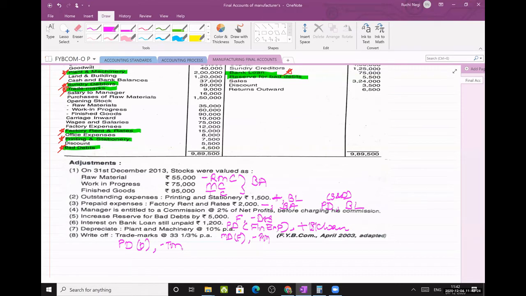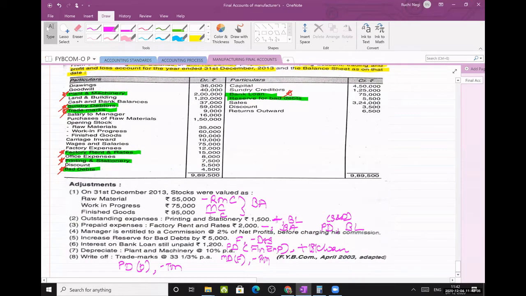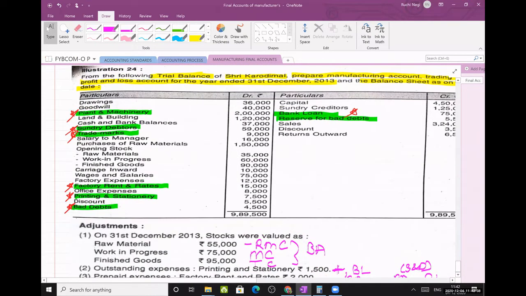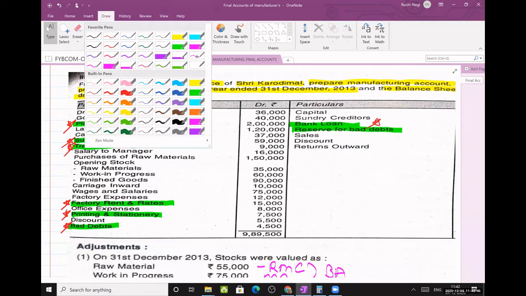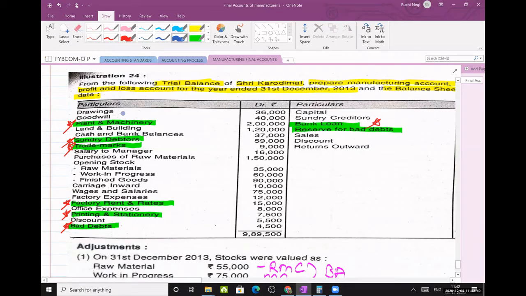Okay, so I have discussed the adjustments with you. Now trial balance का एक एक इफेक्ट, ठीक है, और जो मैंने हाईलाइट किया है, they all are my adjustments. Right? Now let us start with our trial balance. Drawings will have only one effect. I'm going to less it from my capital. Subtract it from capital.